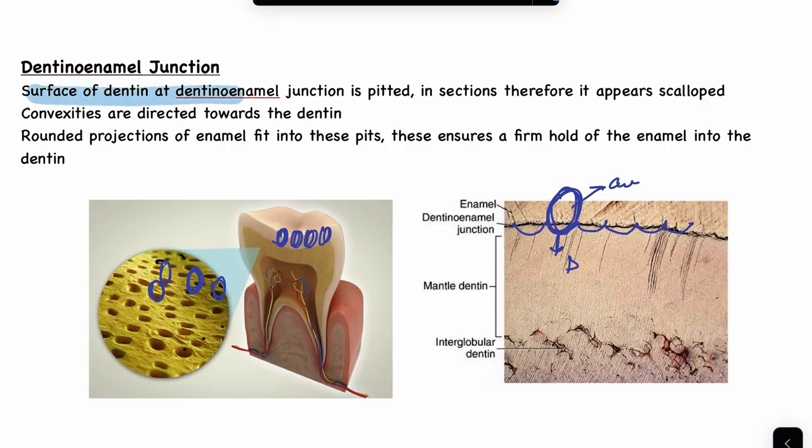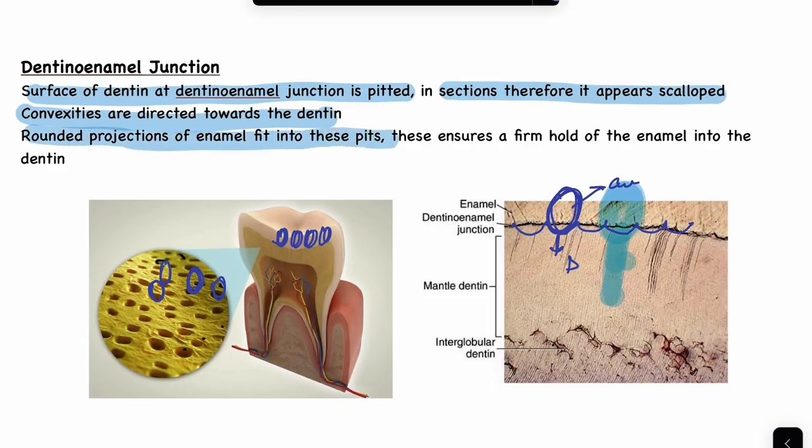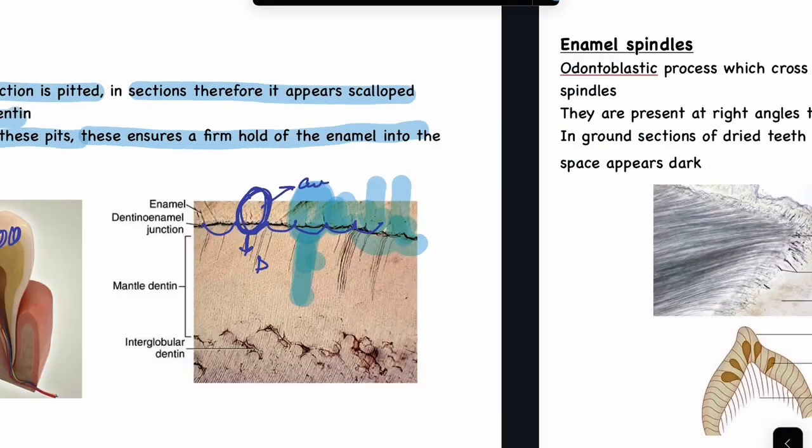The surface of the dentine at the dentinoenamel junction is pitted. The section therefore appears scalloped. Convexities are directed towards the dentine because there was an ameloblast sitting over here. The rounded projections of enamel fit into these pits. This ensures a firm hold of enamel onto the dentine. When the enamel is formed, it is embedded into this structure, so it is very tightly bound together. So this is the dentinoenamel junction.